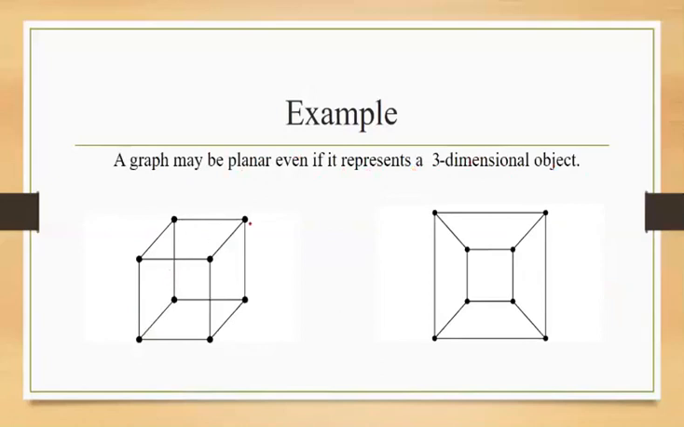Now the next example is a graph may be planar even if it represents a three-dimensional object. If you take the cube, then the cube is also planar, even though right now in this figure it is intersecting over here, just in the diagram. But if I draw it in this way, then the edges are not intersecting, right? The edges are completely not crossing each other. So this is the representation of a cube in the planar form. A graph may be planar even if it represents a three-dimensional object.